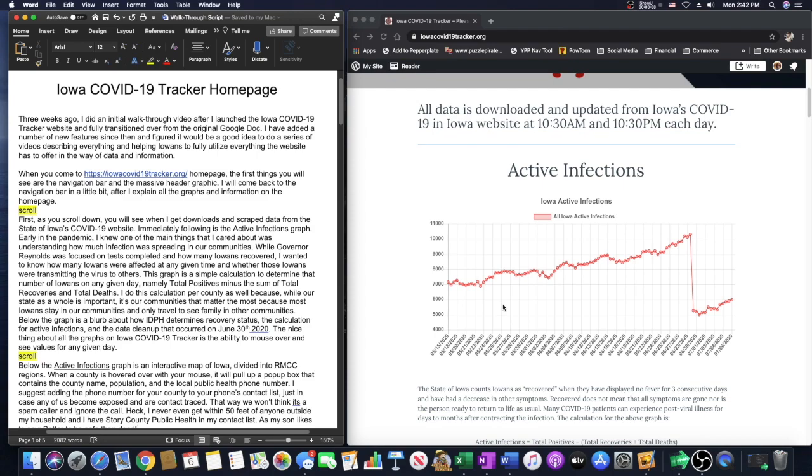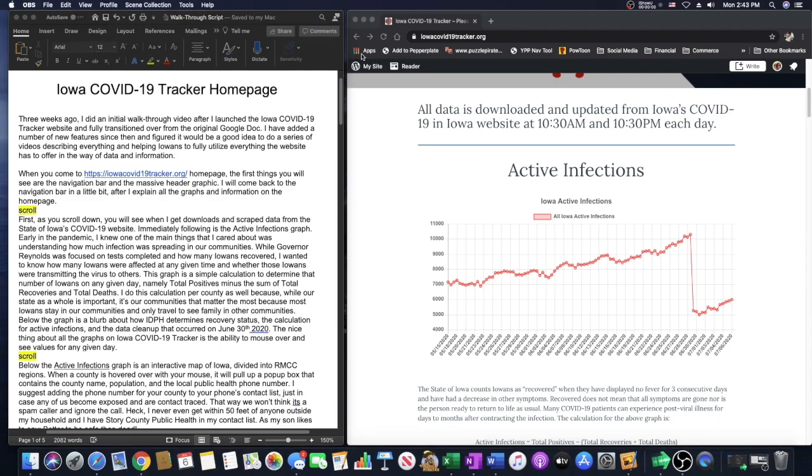Early in the pandemic, I knew one of the main things I cared about was understanding how much infection was spreading in our communities. While Governor Reynolds was focused on tests completed and how many Iowans recovered, I wanted to know how many Iowans were affected at any given time and whether those Iowans were transmitting the virus to others. This graph is a simple calculation to determine that number of Iowans on any given day, namely, total positives minus the sum of total recoveries and total deaths.